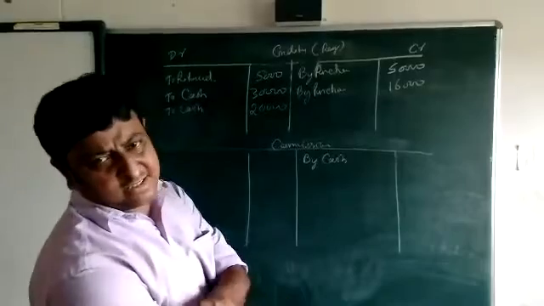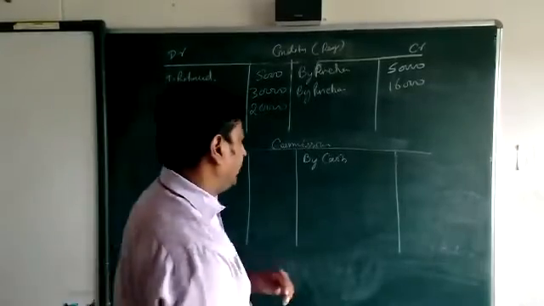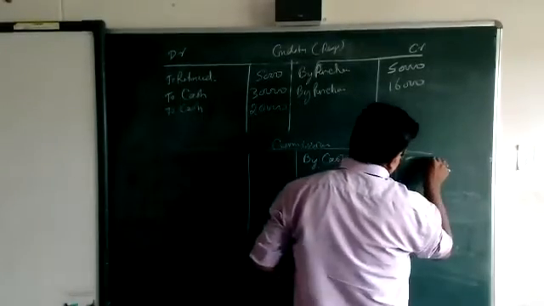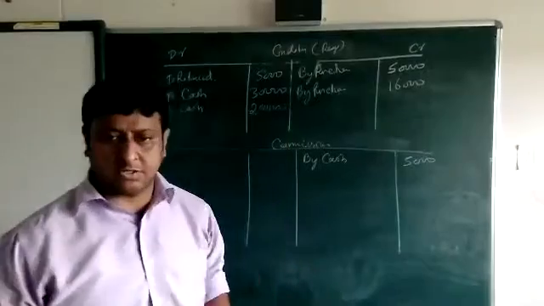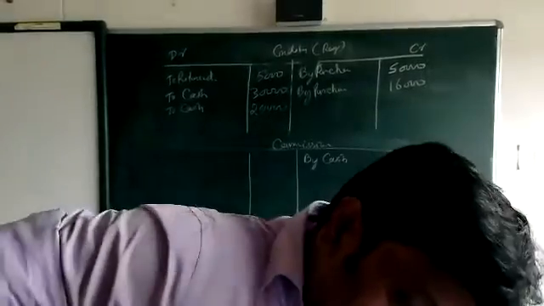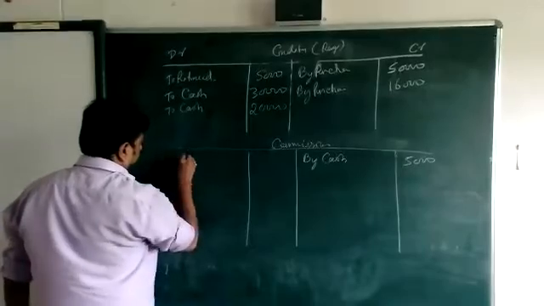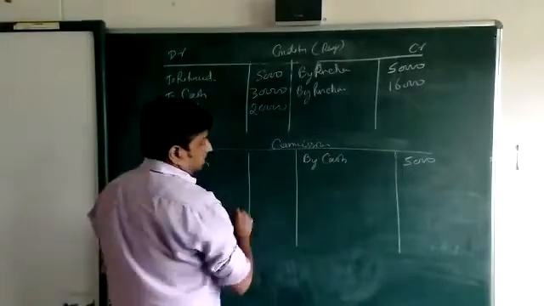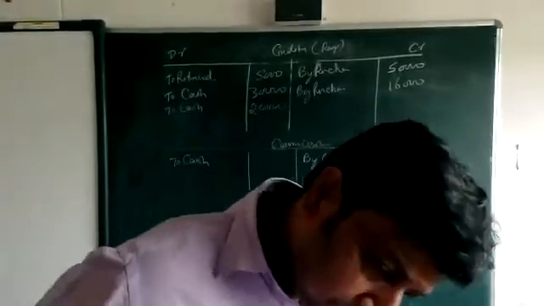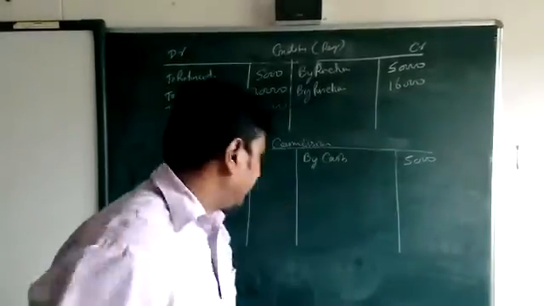Showing by the cash. Okay, amount is 5. So beta. Then commission paid, which side? Debit side. The amount is 2,000.